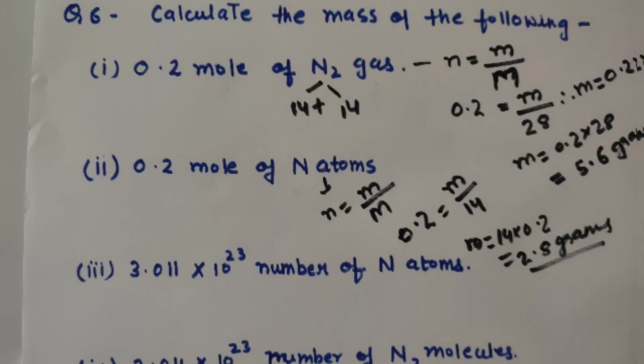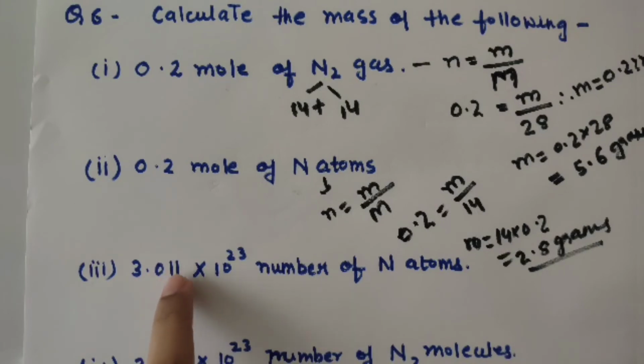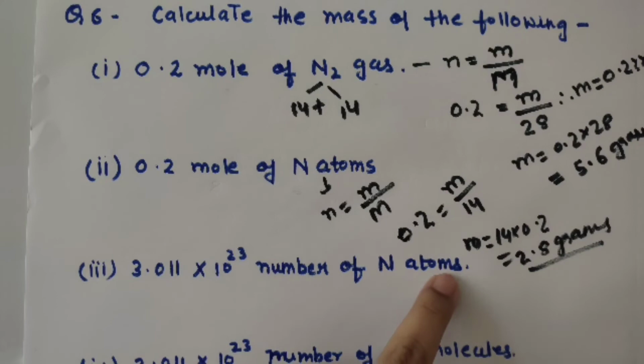In our next section, it is written that we have to calculate the mass of 3.011 into 10 to the power 23 number of N atoms. First, we have to understand that there is no direct relationship between the number of particles and mass, but indirectly there is a relationship. First, calculate the number of moles, then from the number of moles calculate the number of particles present in the sample.